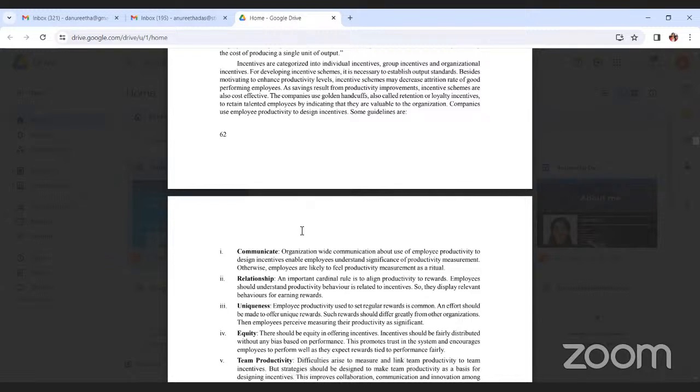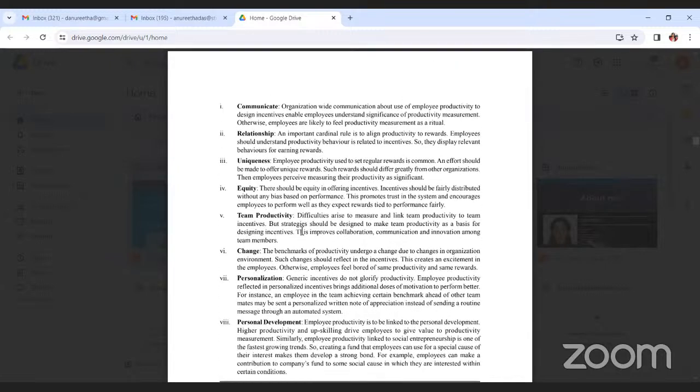Companies use employee productivity to design incentives. First is communicate. Organization-wide communication about the use of employee productivity to design incentives enables employees to understand the significance of productivity measurement; otherwise they're likely to feel productivity measurement is a ritual. So communicate that to them. Relationship: productivity behavior is related to incentives, right? Uniqueness: employee productivity used to set regular rewards is common.